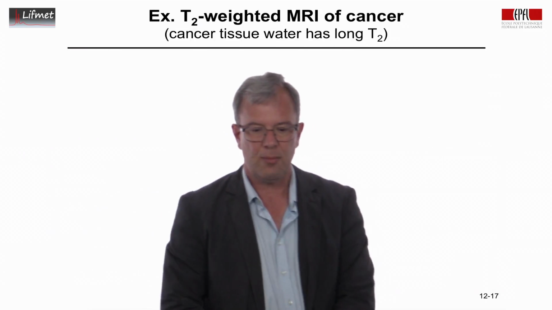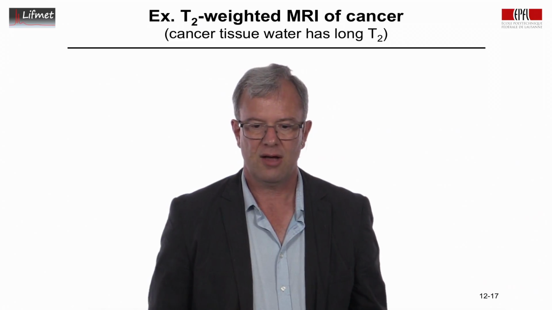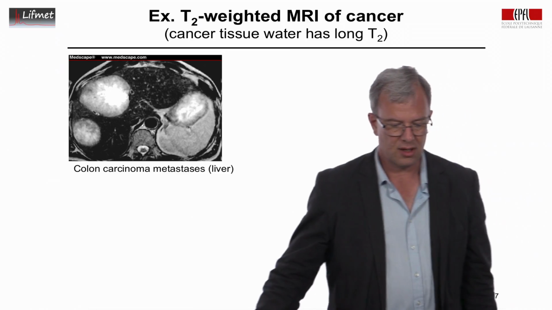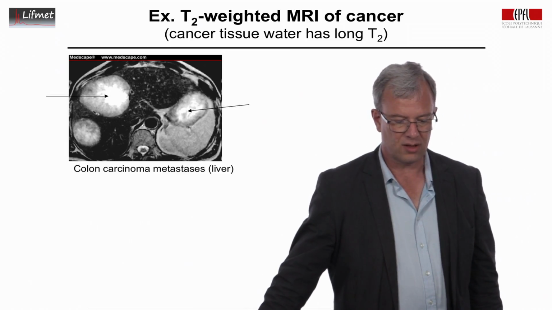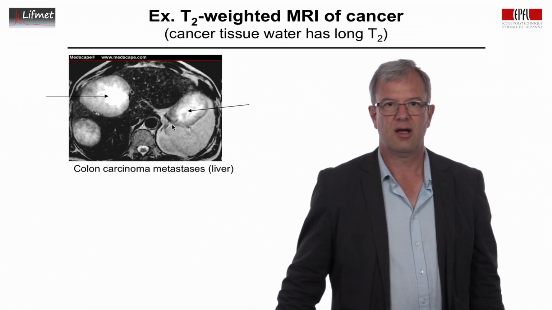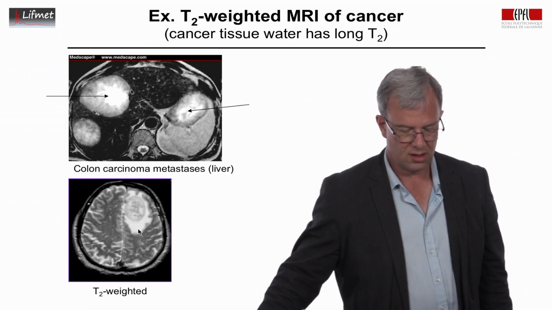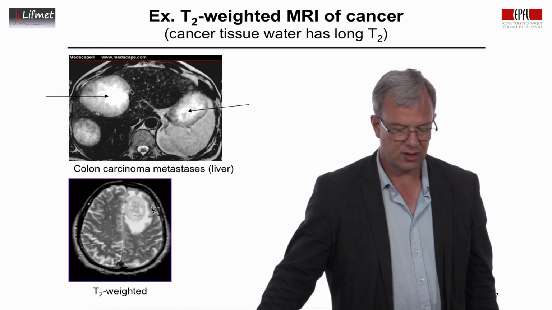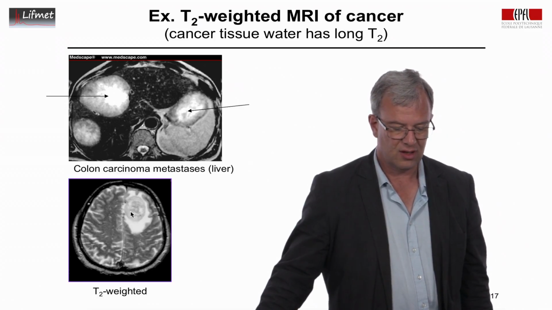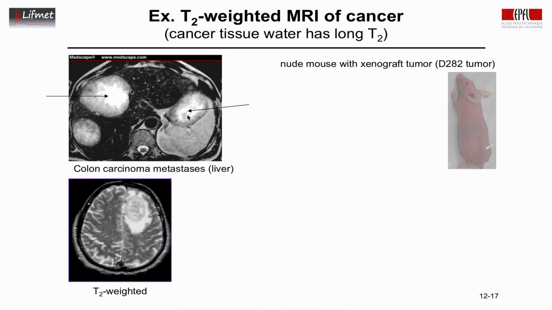Now here's a second example, and this is T2 weighted imaging of MRI of cancer. And one of the features is that cancer tissue has a long T2. This is our metastasis of colon carcinoma. They are here. They are on this T2 weighted image of the abdomen. They are hyperintense, very brightly visible. Here's a T2 weighted image of the brain, a tumor. One can see the bright area here where it shouldn't be, and there is even some difference within that looks peculiar.